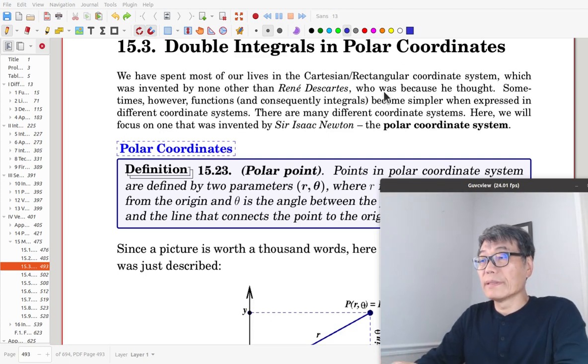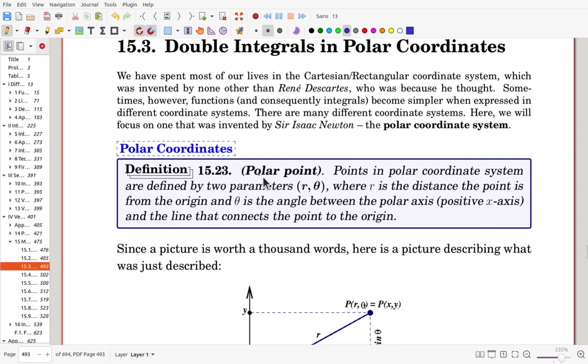It is section 15.23, double integrals in polar coordinates. The polar coordinate system was invented by Newton. Here we have a definition, polar point.